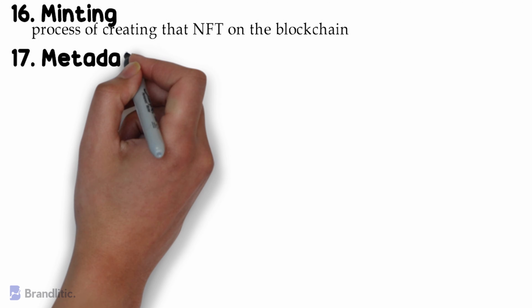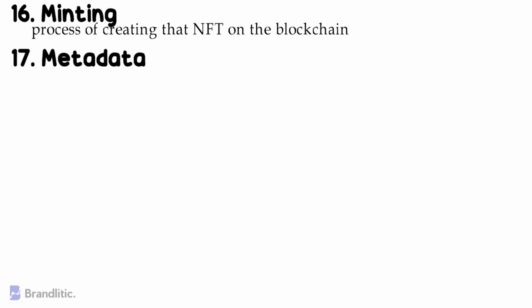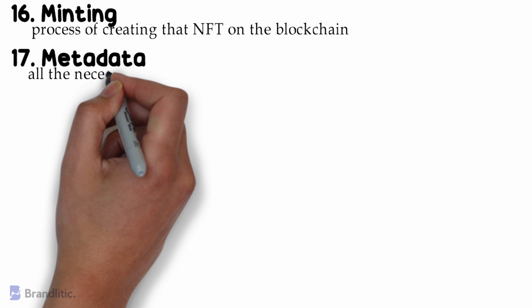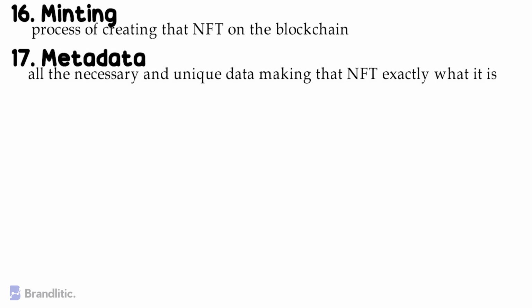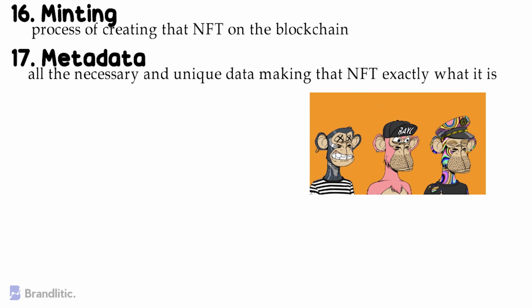Number 17, metadata. I'll go with the non-technical and very simplified explanation here. The metadata of an NFT is essentially all the necessary and unique data making that NFT exactly what it is. Perhaps most interestingly, the metadata defines how a piece of art or a collectible looks. That's why you'll sometimes have to refresh the metadata on OpenSea before you can see how your newly minted NFT looks. Number 18, Dutch auction.